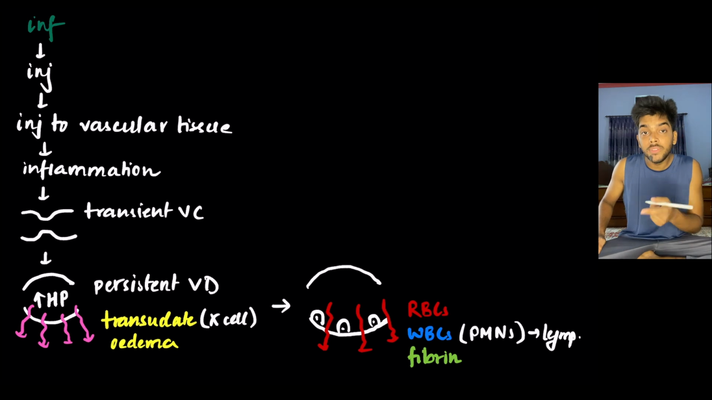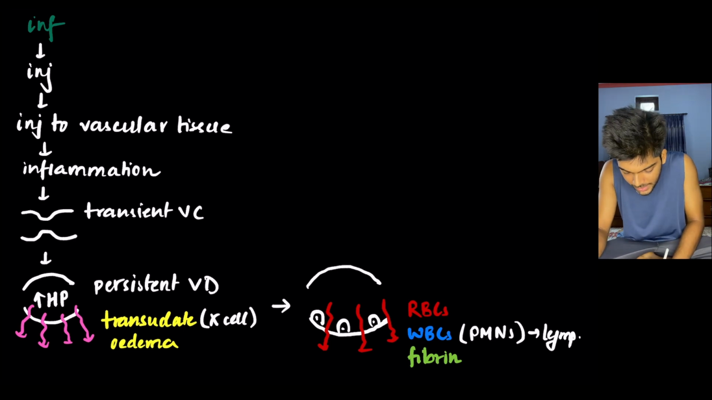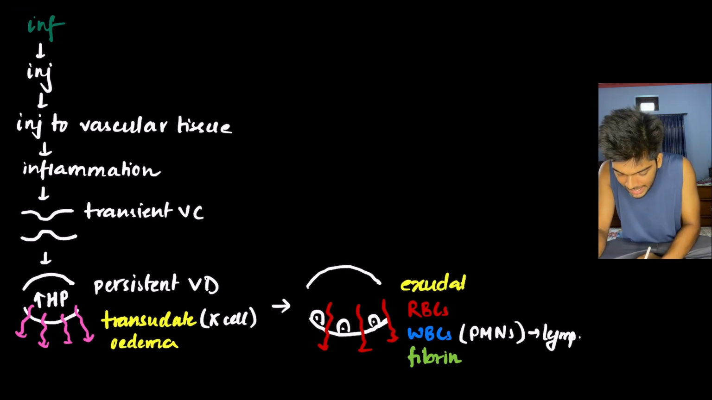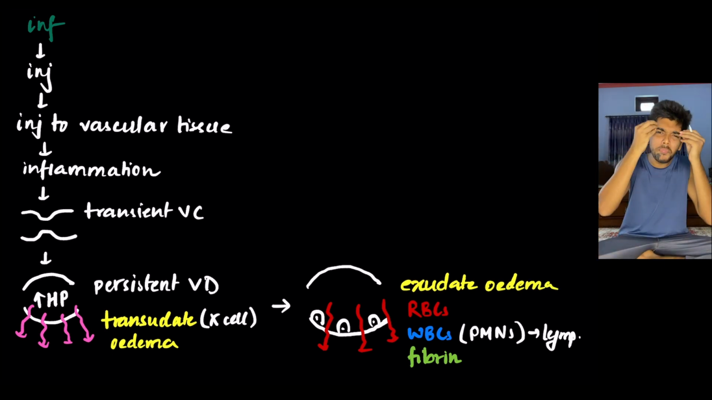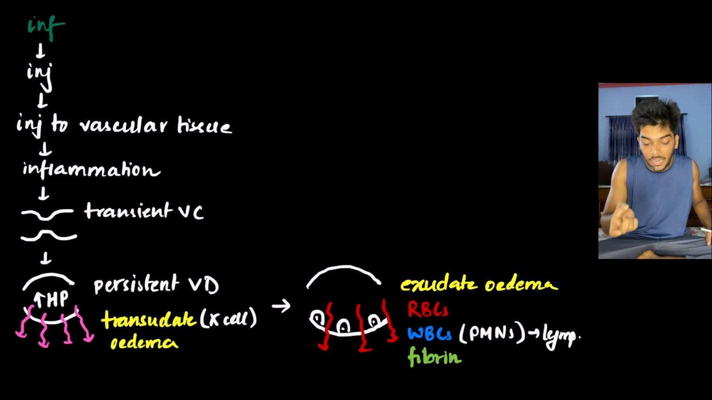Okay. Now this substance that comes out of the blood vessel due to increase in permeability of the blood vessel, that contains fluid plus lots of cells, is exudate. This is exudate. And the swelling due to exudate is exudate edema. Okay. This is the basic of the basic thing that you must already know from general pathology that you need to recap here right now.